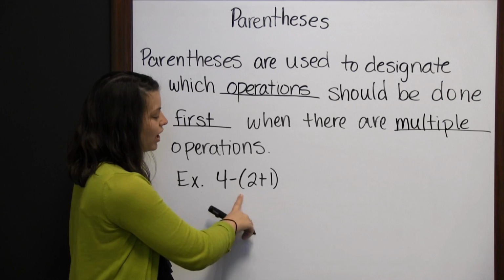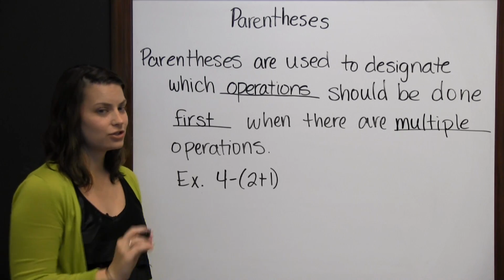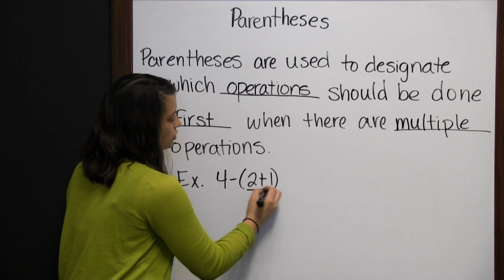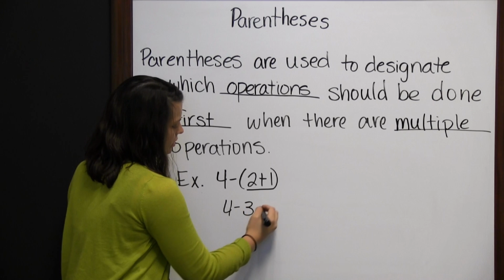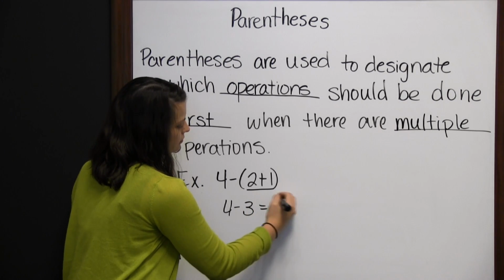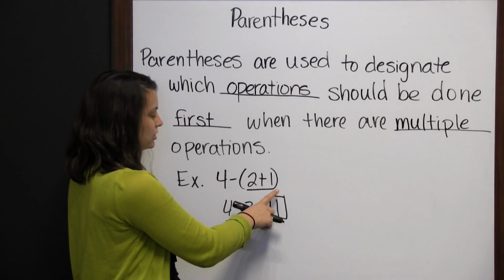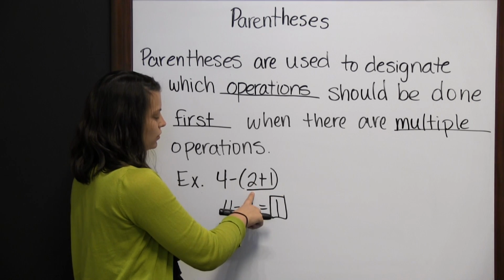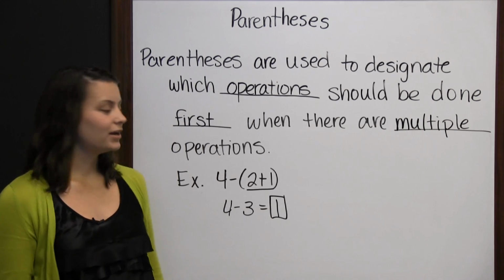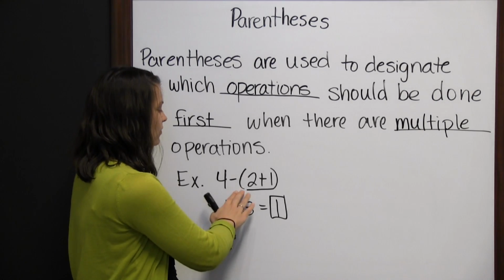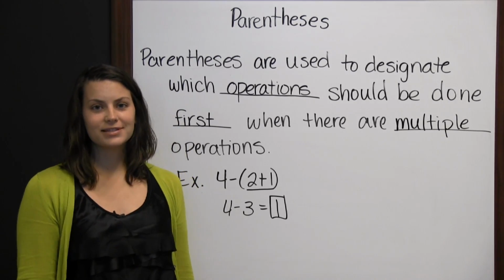Since 2 plus 1 is inside the parentheses, we must perform that operation first. We must add 2 plus 1 first. So 4 minus 3, which yields 1. If we had not added 2 plus 1 first, then 4 minus 2 would be 2, plus 1 would give us 3. So there would be a different answer. So that's why we need to know that parentheses mean that we do that operation first.